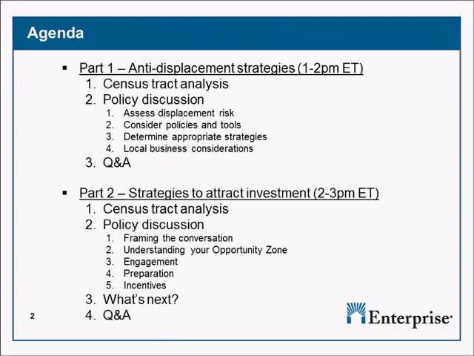This is a two-part webinar. The first part starts now. It's anti-displacement strategies. We're going to look at a census tract analysis, have some policy discussion, and then open it up for Q&A. We'll stop promptly at 2 p.m. Eastern to move into part 2 of the webinar, which will cover strategies to attract investment.